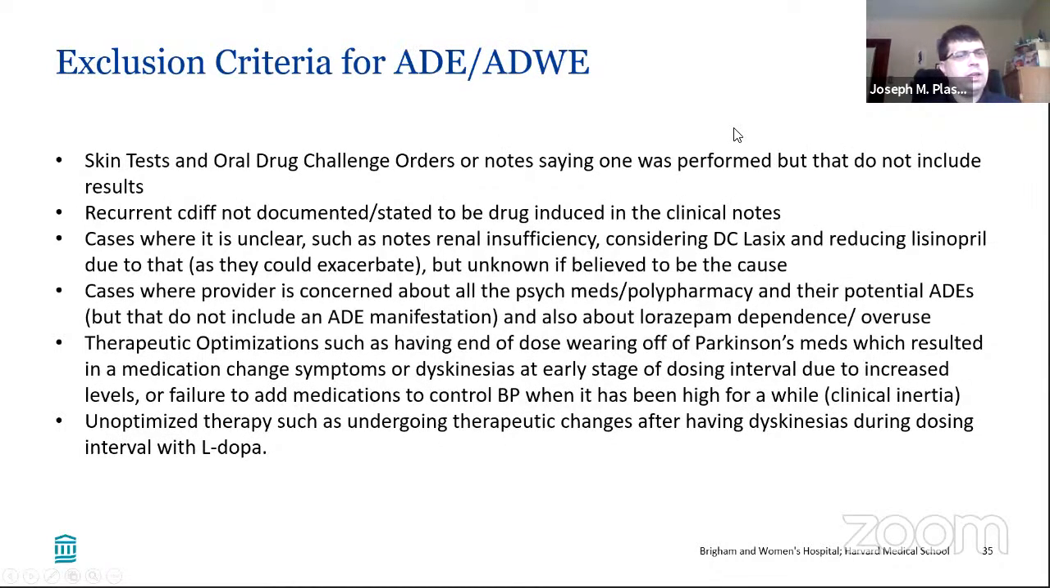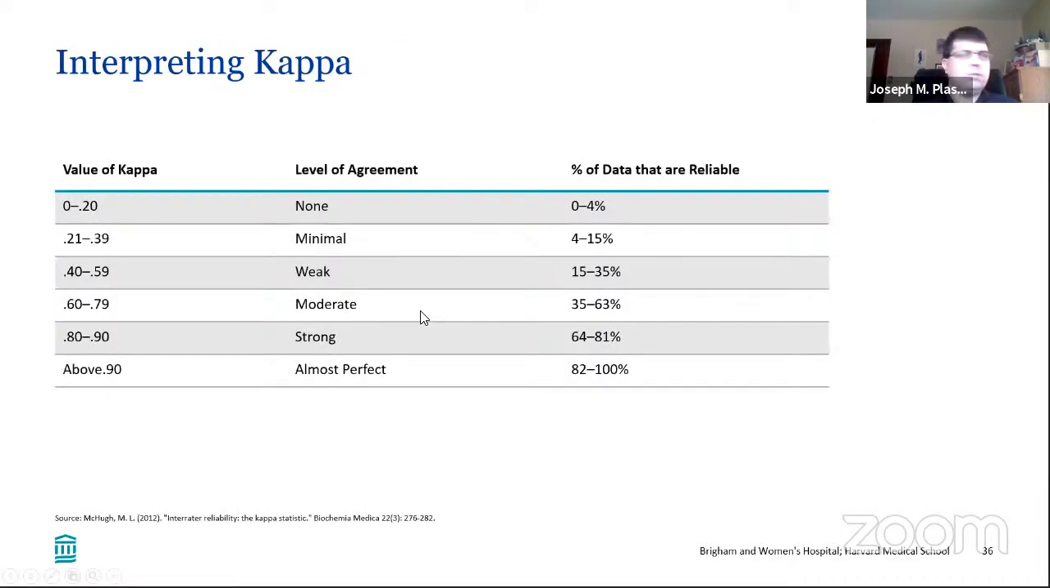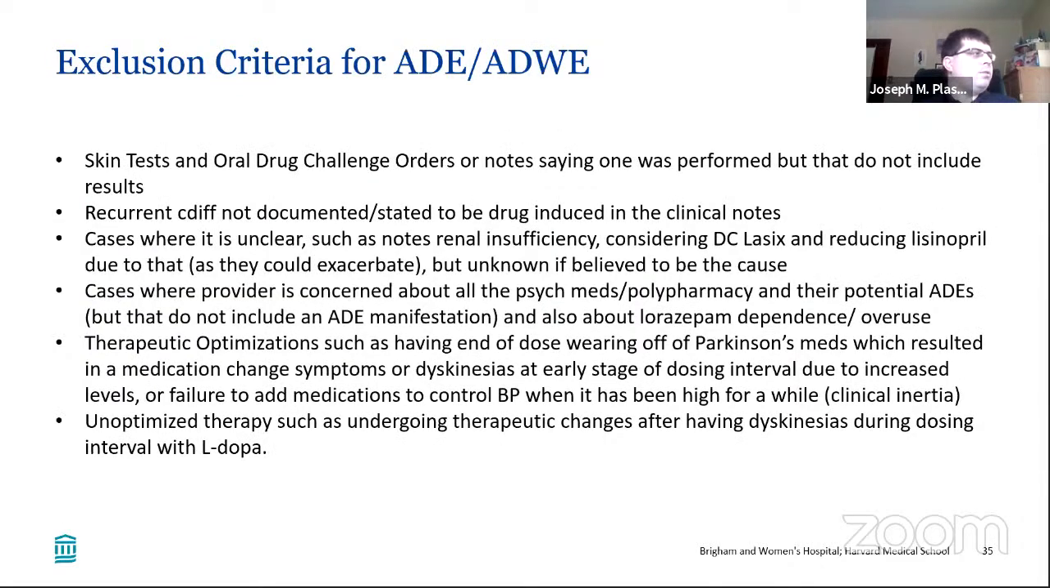So when looking at the ADEs and ADWEs, there were several cases that we excluded. For example, skin tests or oral drug challenge orders, or notes saying one was performed but that did not include the results. These didn't really give evidence for an ADE or ADWE being present. Recurrent C. diff that was not documented or stated to be drug-induced in the clinical notes. Cases where it's unclear, such as the note states that there's renal insufficiency, considering DC Lasix and reducing lisinopril due to that, as they could exacerbate, but unknown if believed to be the cause.